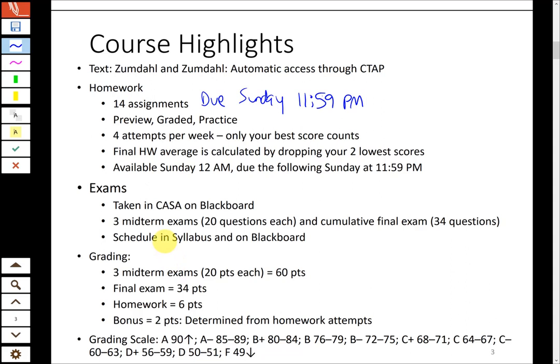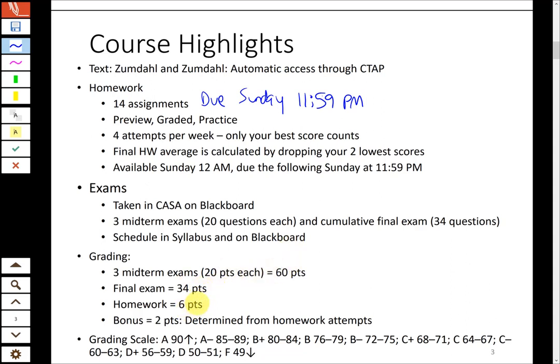And then once we have all of that at the very end, the grading is pretty straightforward for this course. Each exam question is essentially worth 1% of your grade, because the midterm exams are 20 questions and they're worth 20 points each. So in total, that's 60 points out of the 100 that you'll get. The final exam is worth 34. As we said, the homework is going to count towards 6% of your grade, so that adds up to 100: 60, 34, and 6.